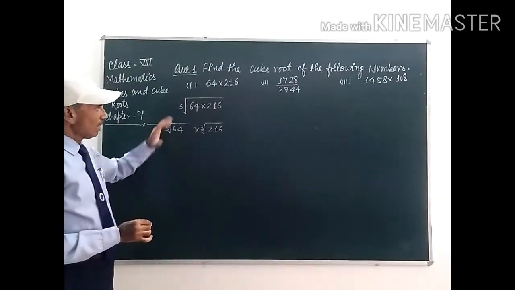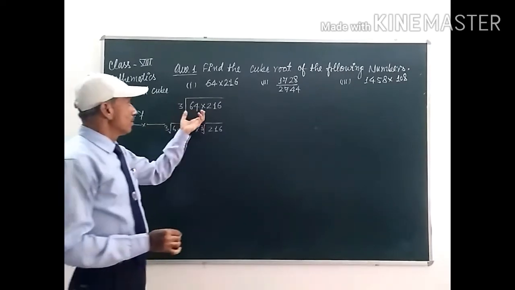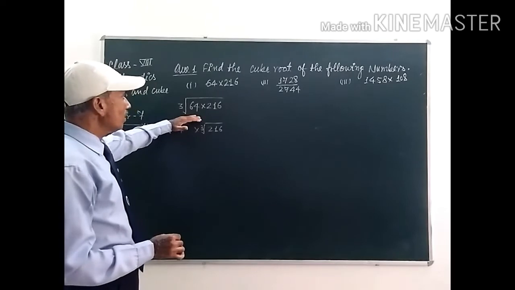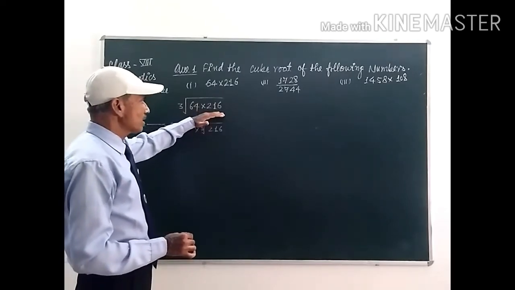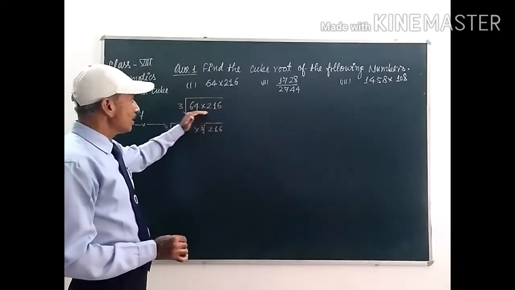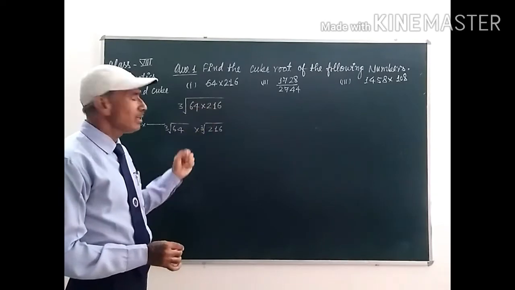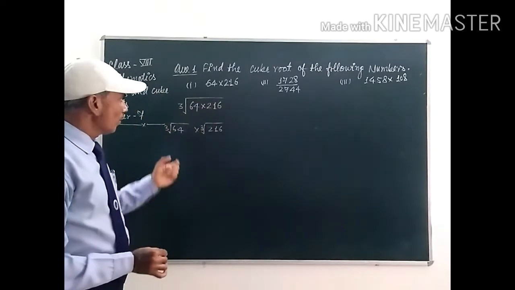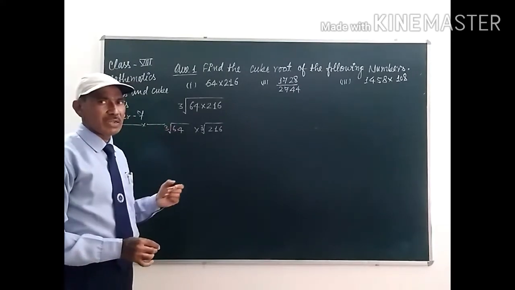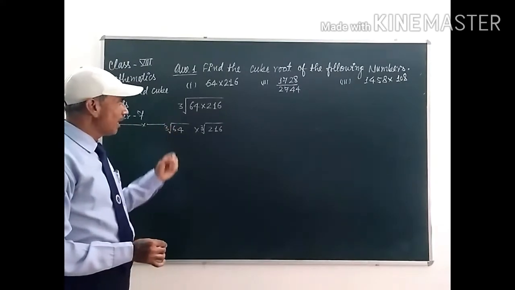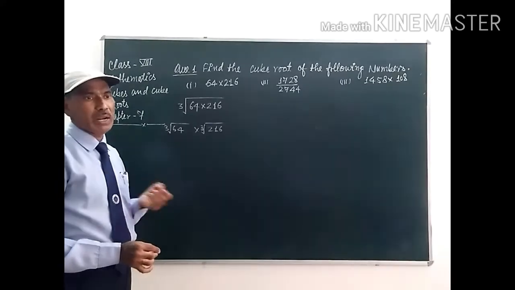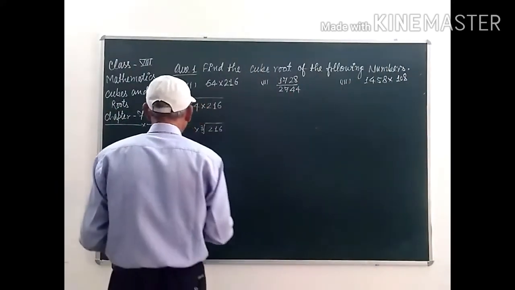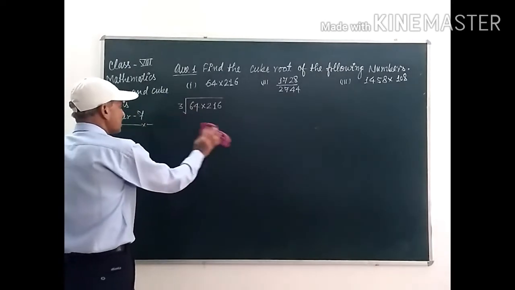Or in the second case, find the prime factors of 64 and find the prime factors of 216. After that, you have to multiply the numbers, and after that you will choose 1 out of 3. Out of each triplet, you have to choose one number. Okay, students, so find the prime factors of this number.